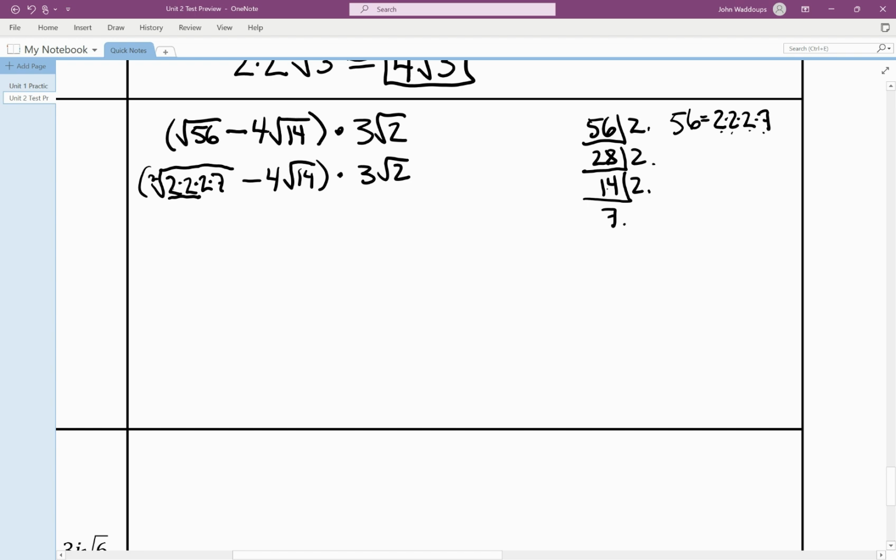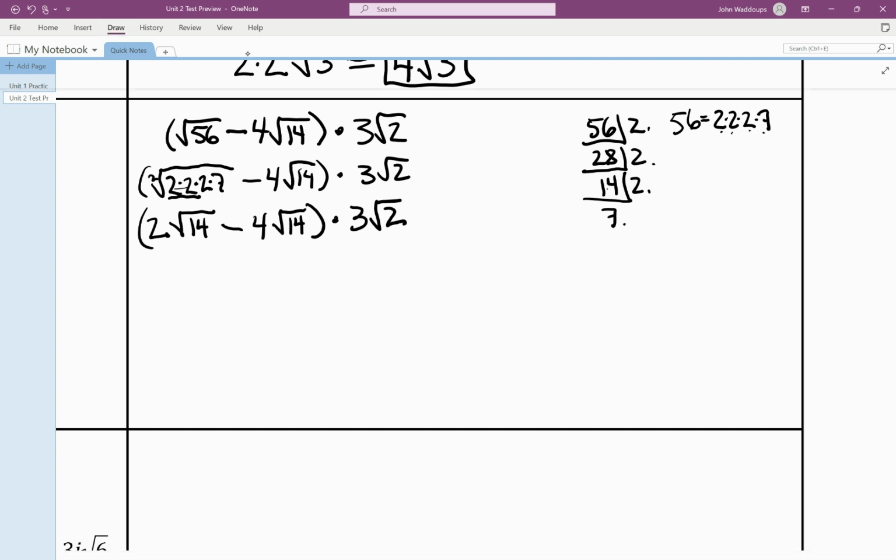Think of it this way. 2 times 2 is 4. What's the square root of 4? 2. And then I've got 2 times 7, which gets multiplied back together: 14. So I have 2 times the square root of 14 minus 4 times the square root of 14. And then all of that is multiplied by 3 square root of 2. And look, we now have like radicals. They're both in terms of the square root of 14.